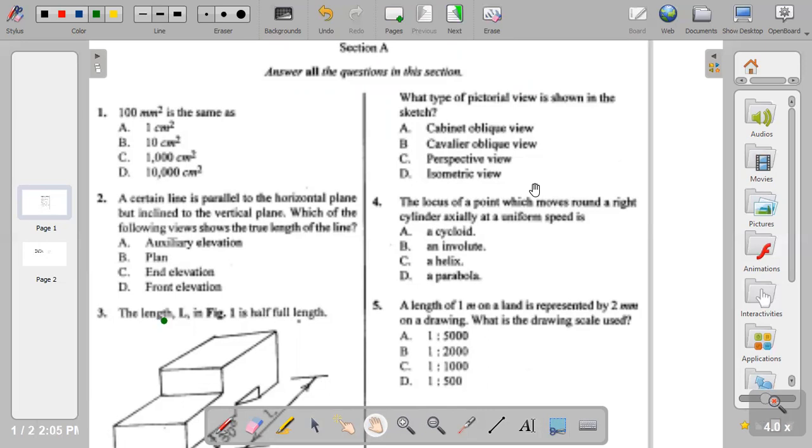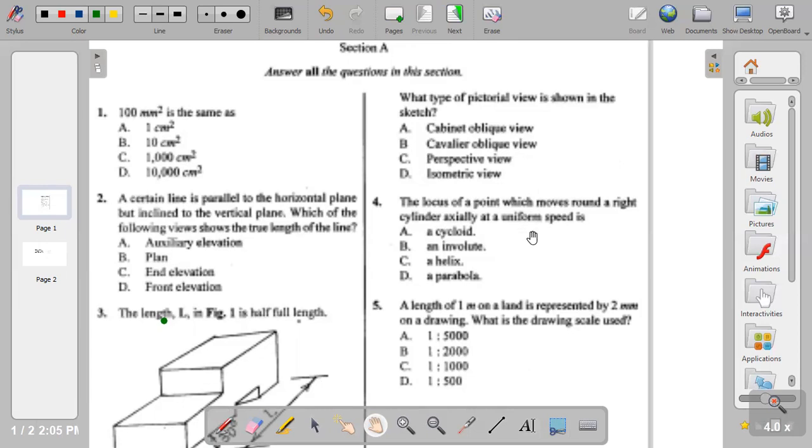If it's half the full length, the answer is cabinet oblique view. There are two types of oblique view. When you draw it using the full length, it is Cavalier oblique view. But when you use half of the size, it is cabinet oblique view. So the answer to question 3, which is half full length, is cabinet oblique view.